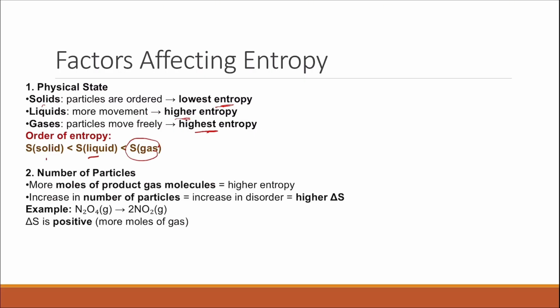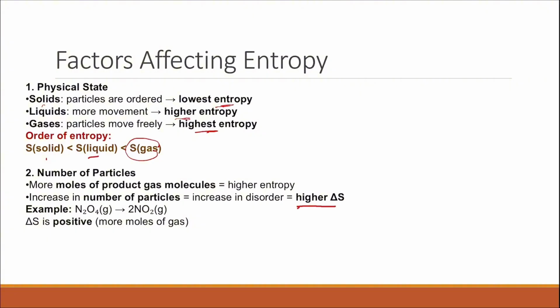The second thing is the number of particles. An increase in the number of particles, or more moles of gas molecules in the products, means that there will be higher entropy, and not just for gaseous molecules, but also for liquids. If you have more moles of liquid molecules, then you're going to have higher entropy. The increase in the number of particles will increase the disorder and will give a higher delta S, or entropy change.